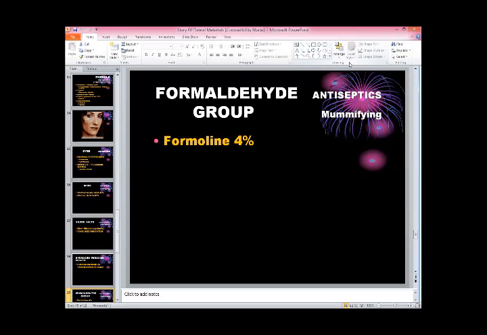So what we do is inject this formalin into the tissue, and after injecting a good amount of formalin into the tissues to kill the bacteria, to avoid the chance of further bacterial invasion into that particular body, we dip it into the formalin, and that tissue will be preserved. That is known as mummifying.